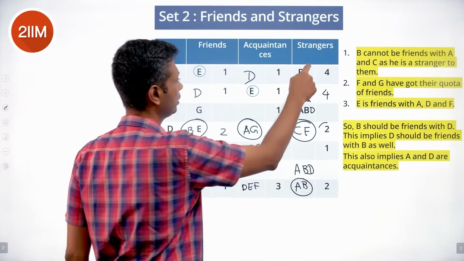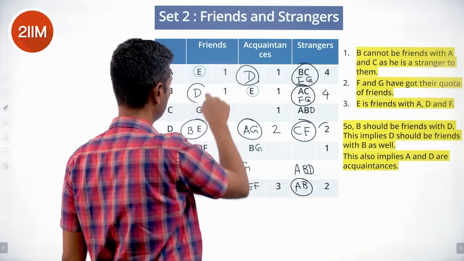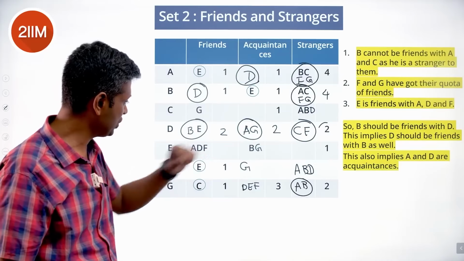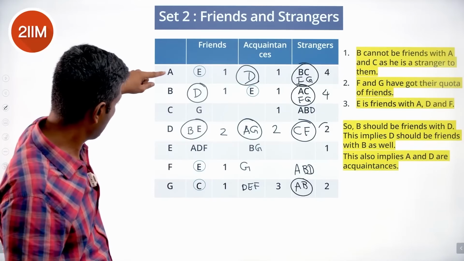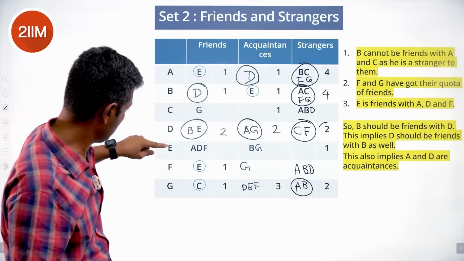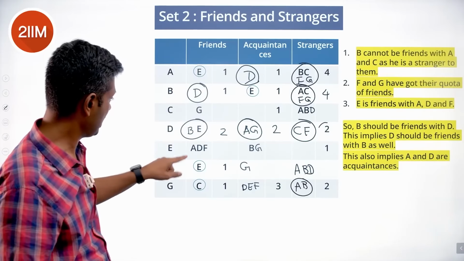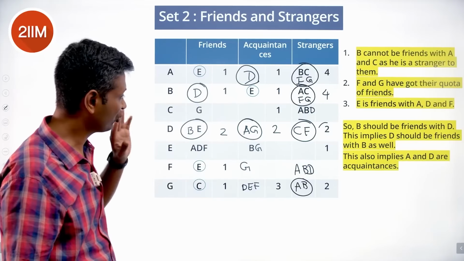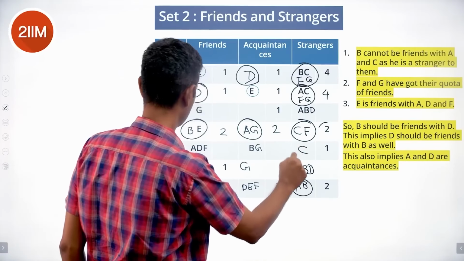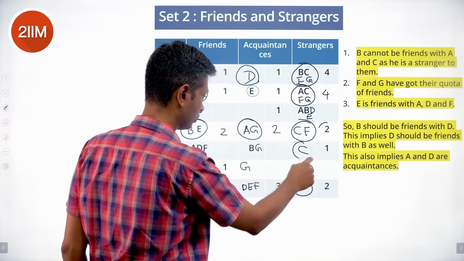So this is complete. This is complete. This is complete. This is complete. A, D, F and B, G are here. A, B, E is already accounted for. D, F, G, A, D, F, B, G are there. C is not accounted for, so there goes a C here. If C is here, then E should be here. So now this is completely accounted for.